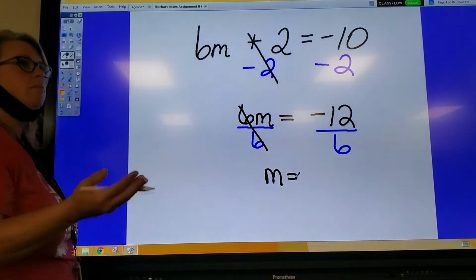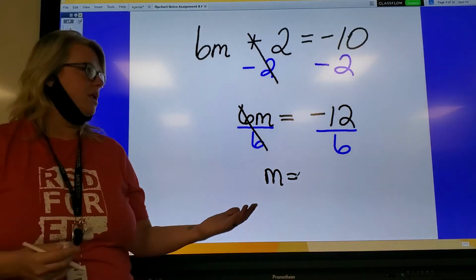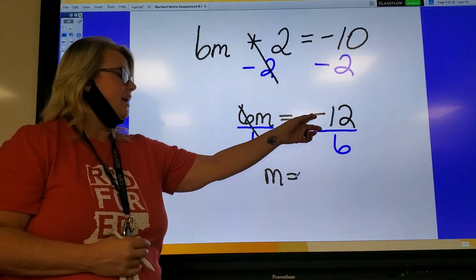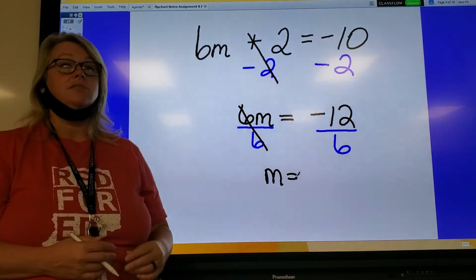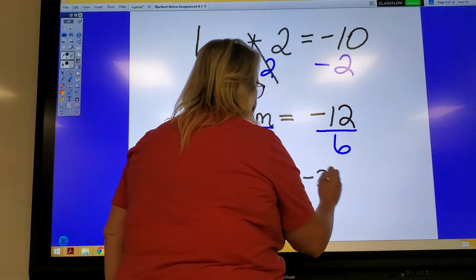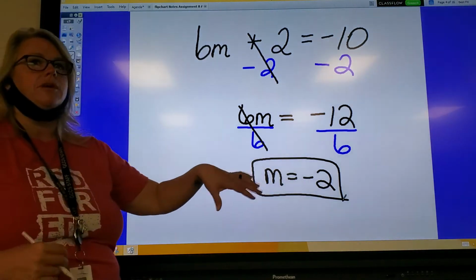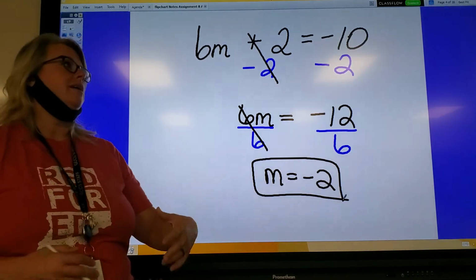Now, I would hope most of us know it's 2 or -2, right? Those are our two options, 2 or -2. This is a negative and that's a positive. So when the signs are different, the answer is negative. So -2.